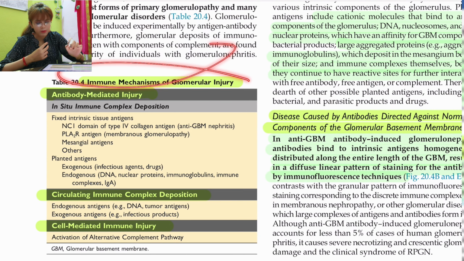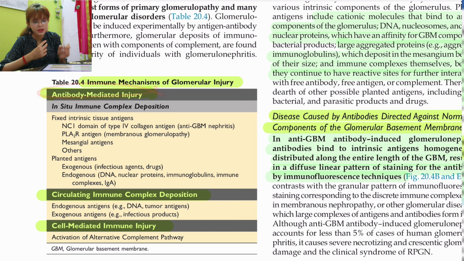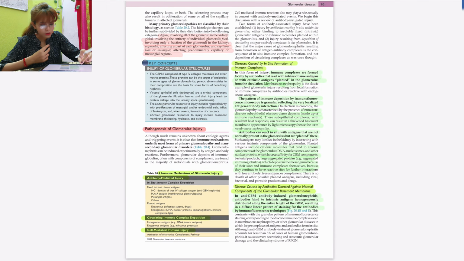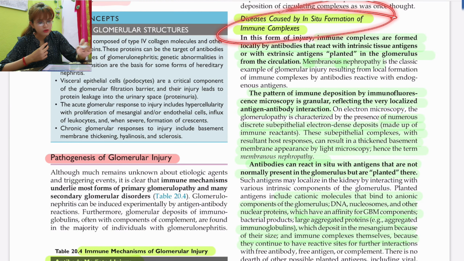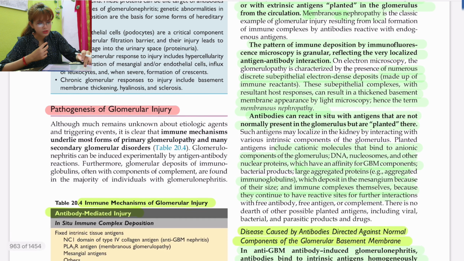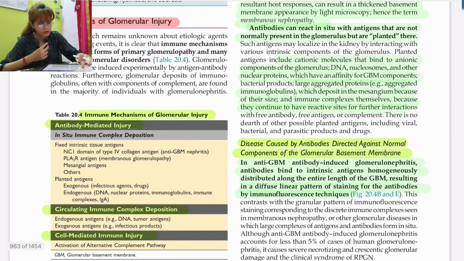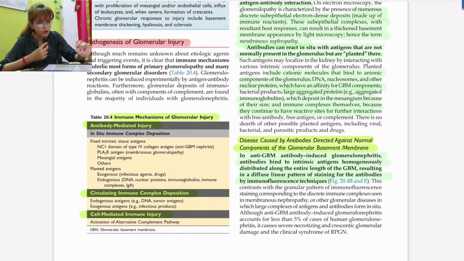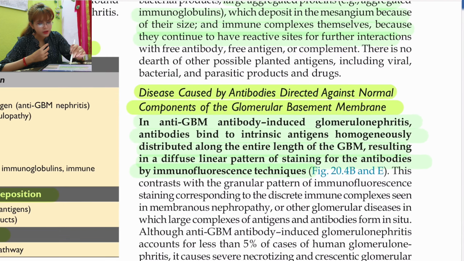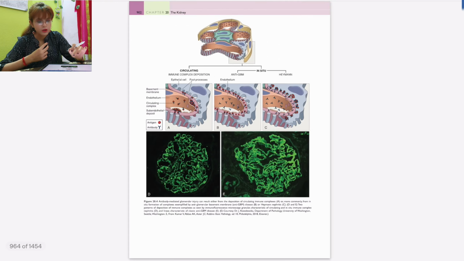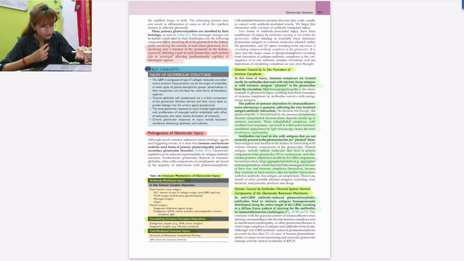So now I will just come back to this. Now coming to this, you can see that immune mechanisms, number one, can be antibody mediated, in which you can have in situ complex deposition. Number two, circulating immune complex deposition, and cell mediated immune injury. We have gone through all of this already. Diseases caused by in situ formation, I've already mentioned about membranous nephropathy and all these points earlier. Antibodies directed against the normal components, I've already gone through this. I have mentioned that there's going to be a linear pattern of immunofluorescence, which mainly happens in case of RPGN.